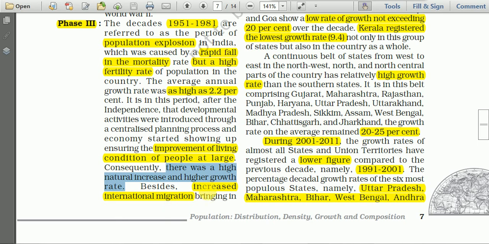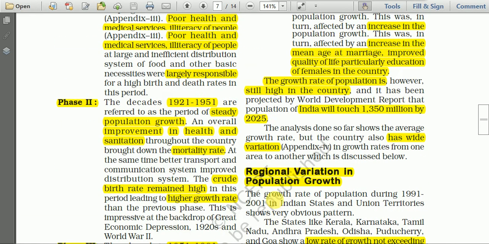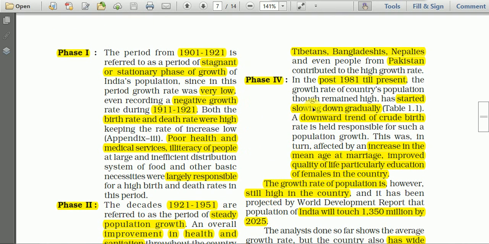Besides this, increased international migration, bringing in a large number of people from Tibet, Bangladesh, Nepal, and even Pakistan, contributed to the high growth rate. So here the growth rate was not only caused by natural growth, but also by international migration, due to the influx of people from Tibet, Bangladesh, Nepal, and Pakistan.